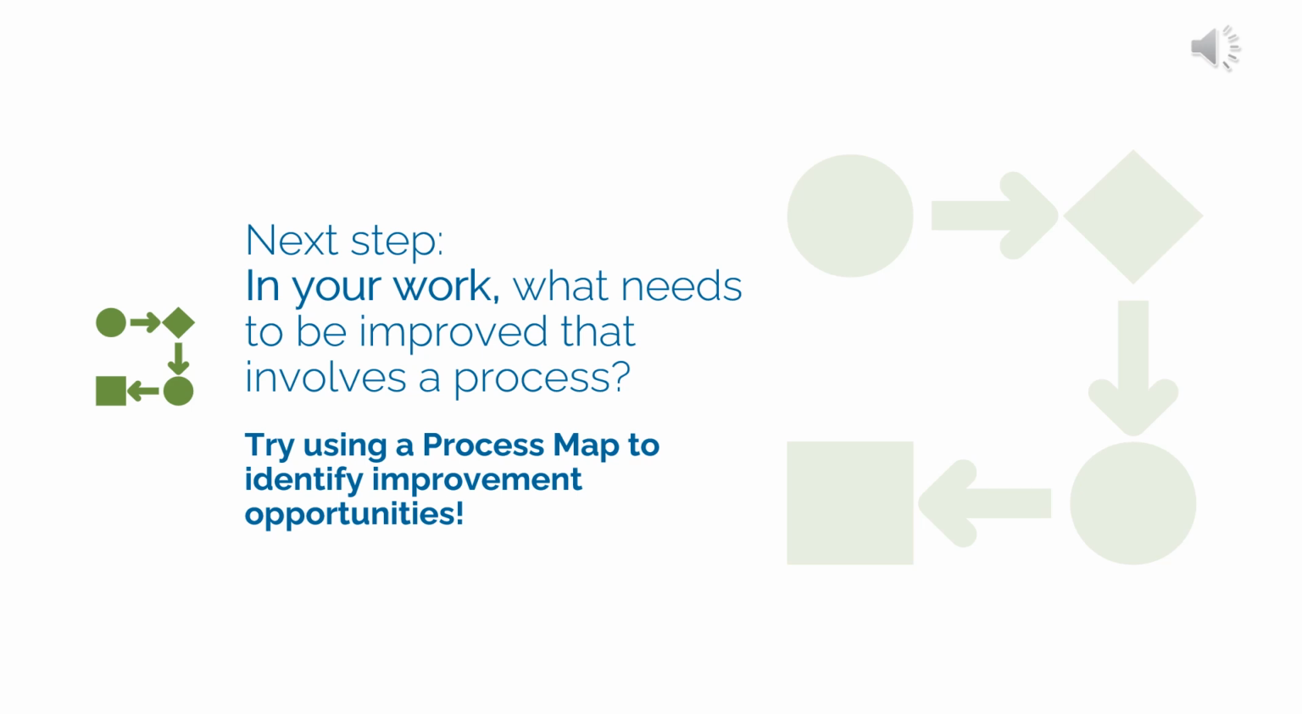Now, your next step is to think about, for your work, what needs to be improved that involves a process. After reviewing this video, I recommend that you try using a process map to identify improvement opportunities. It may be even a fun thing to do with your team.